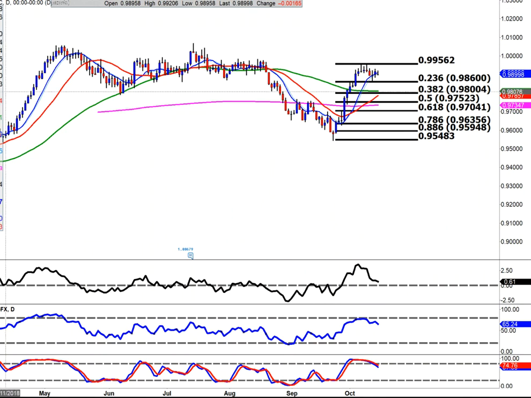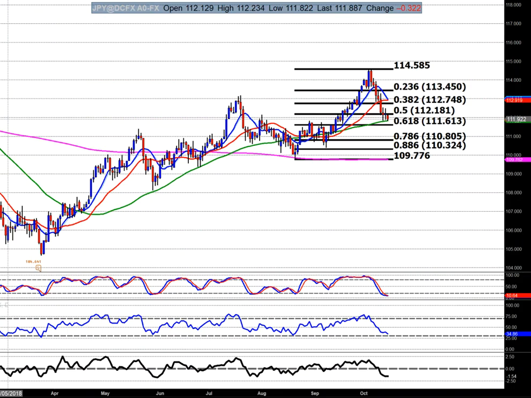Now we're going to take a look at dollar yen. Our little dollar yen double topped up here at 114.58. What we've seen now is the move down, but to be fair, this really is a stock market move. Whatever the stock markets do, dollar yen will follow. But we do have some saving graces.